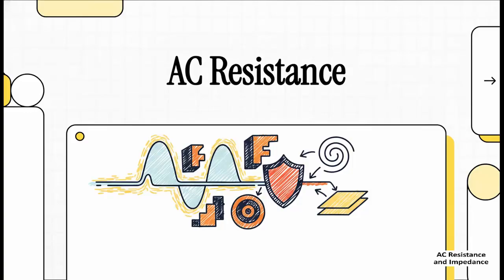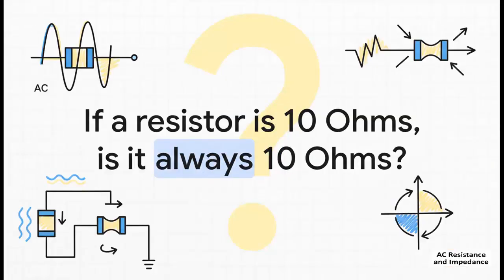Hey everyone, and welcome. Today, we're diving into a concept you probably think you already know, resistance. But in the world of alternating current, or AC, what we think of as simple resistance is really only half the story. There are these unseen forces at work, and once you get them, you'll see how pretty much all modern electronics work. So let me just ask you this straight up.